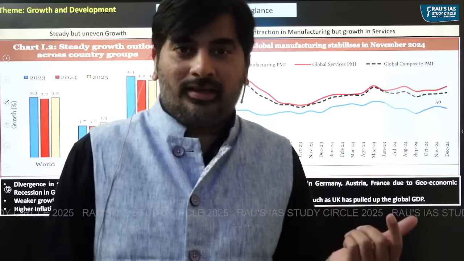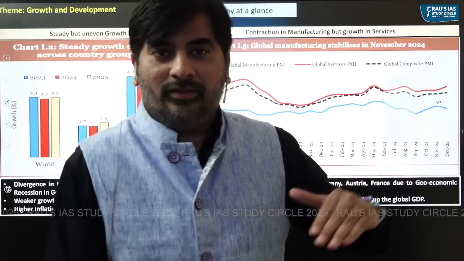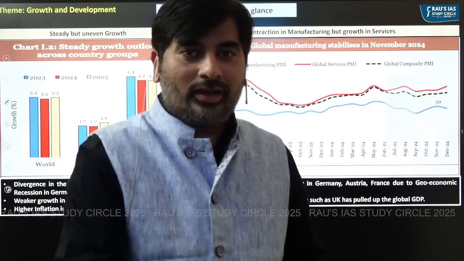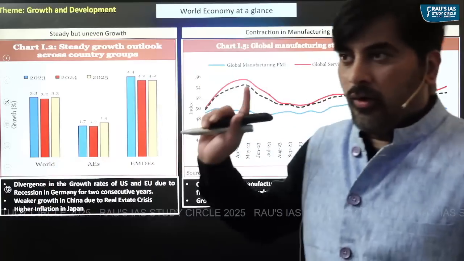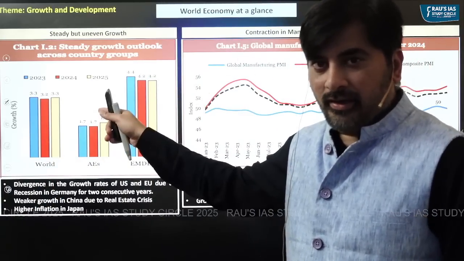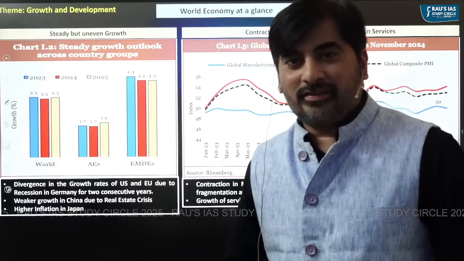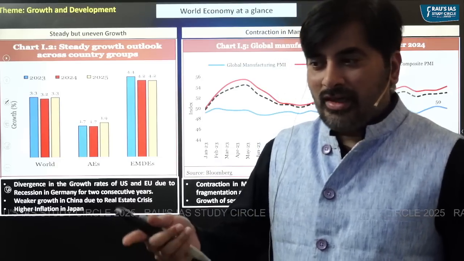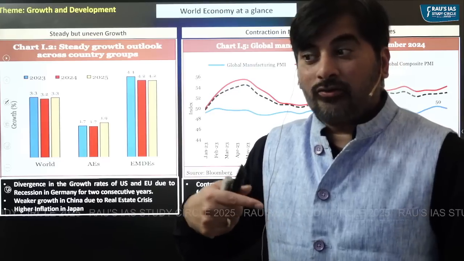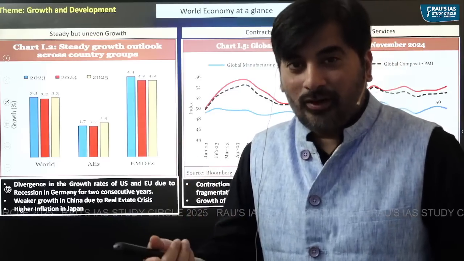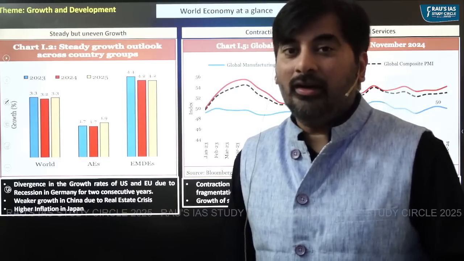But one good thing is, even though manufacturing has stagnated, the services sector, particularly in a few economies, has boomed. So, whatever GDP growth rate that you're witnessing in the global economy, it is all thanks to the services sector. If the services sector had also stagnated, or if it had also faced a kind of slowdown, probably the world GDP growth rate would have been far lower.